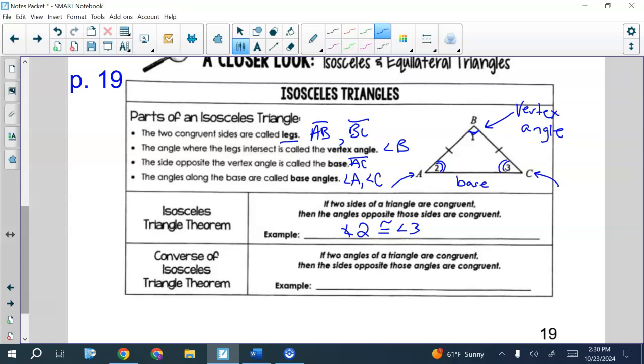All right, and then we can go and put that backwards. If 2 angles are congruent, so if we have angle 2 and 3 are congruent, then we know it must be an isosceles triangle. So what we could conclude is AB is congruent to BC.